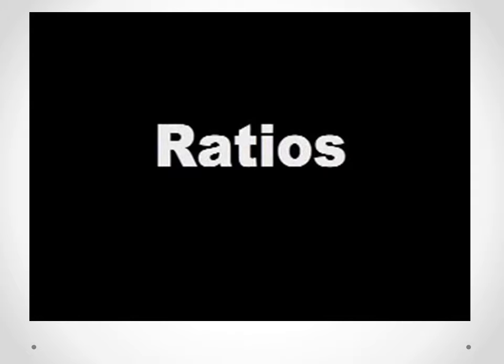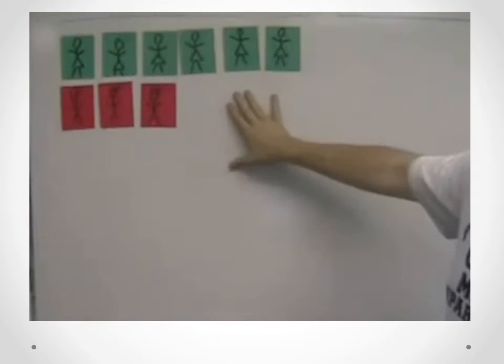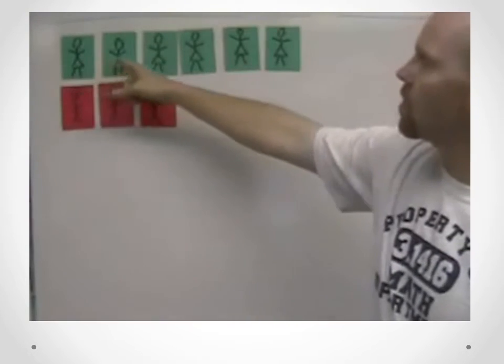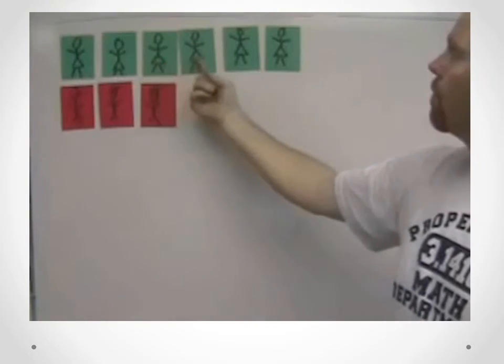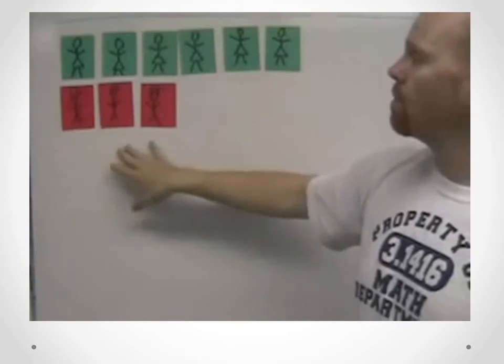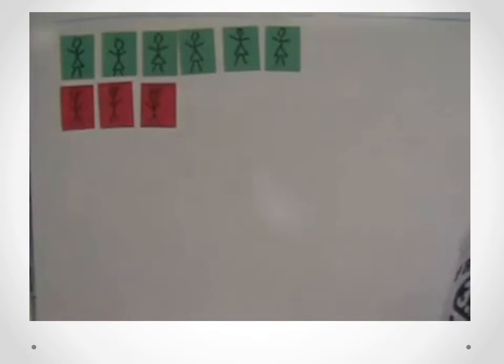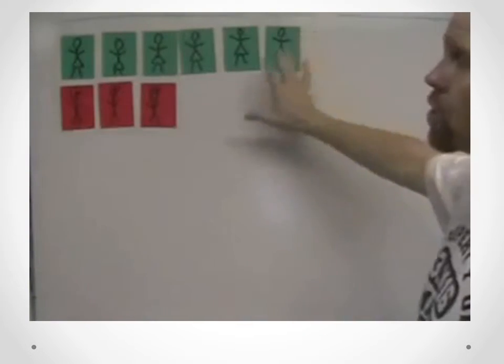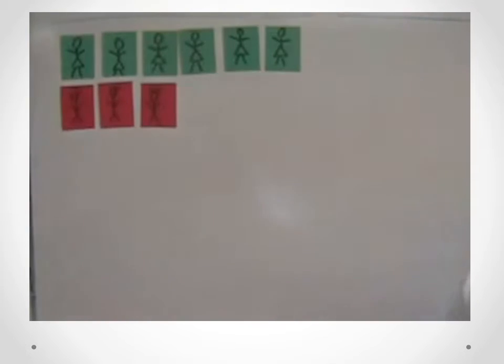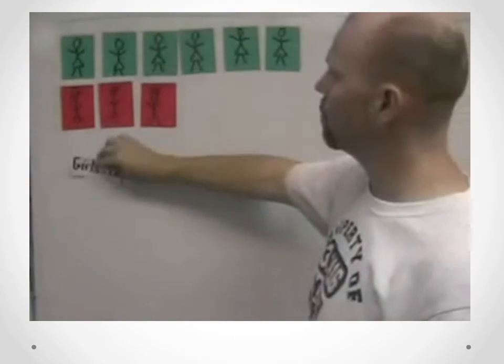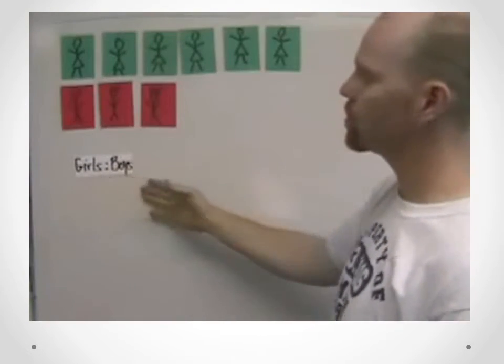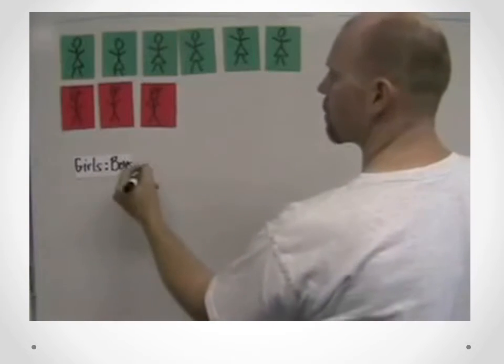Now let's watch a video. And we're going to learn about ratios. And let's say we've got 6 girls, 1, 2, 3, 4, 5, 6, and 3 boys, 1, 2, 3. So we have 6 girls and 3 boys. And ratios are a way to compare 2 or more things. And so, for example, if we wanted to talk about the ratio of girls to boys, there's a bunch of ways we can write it.